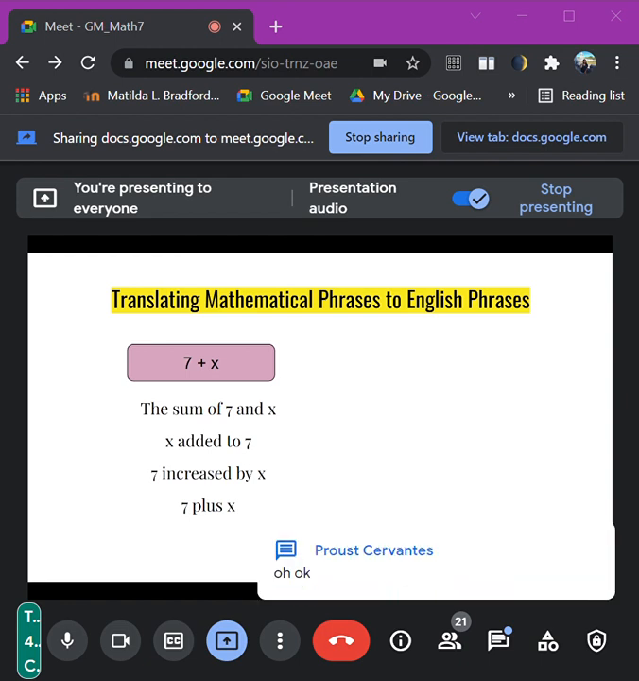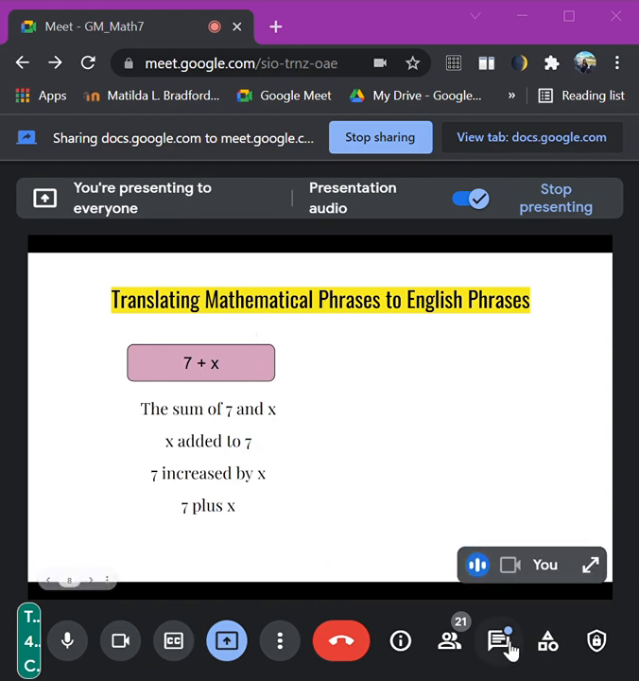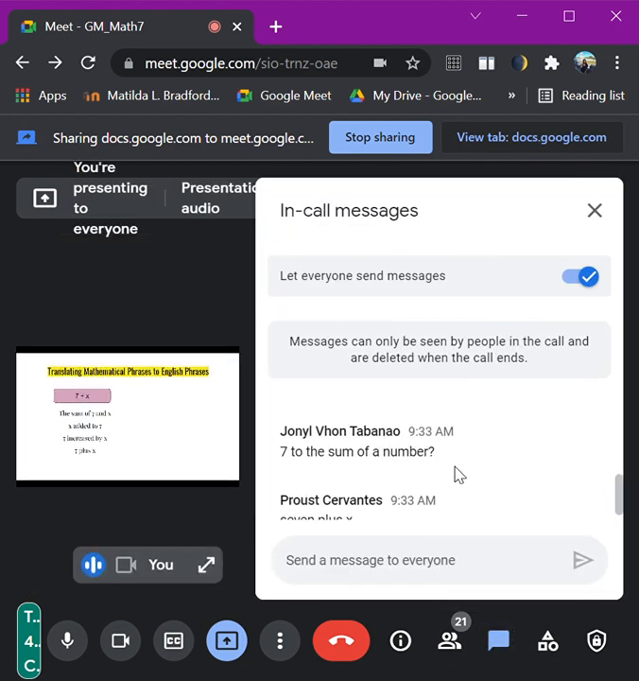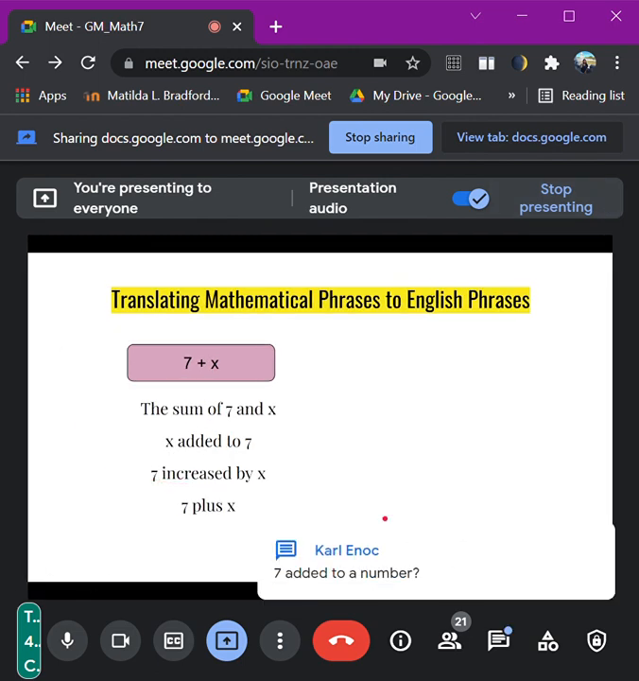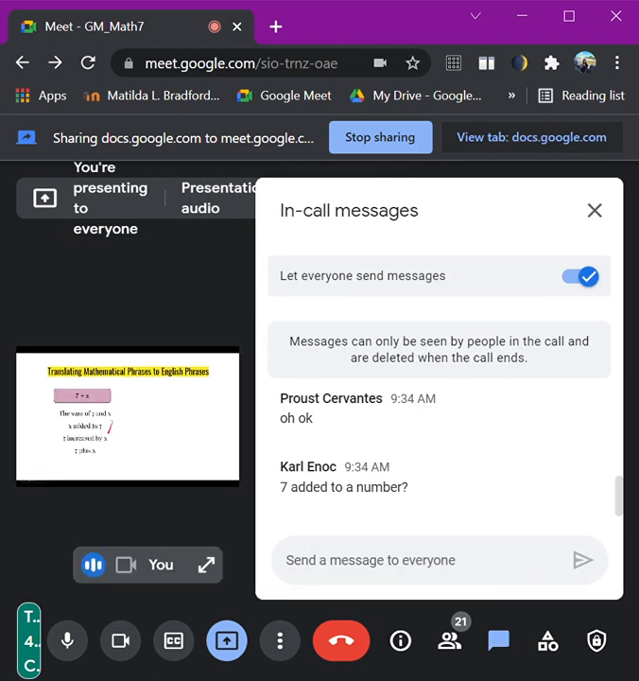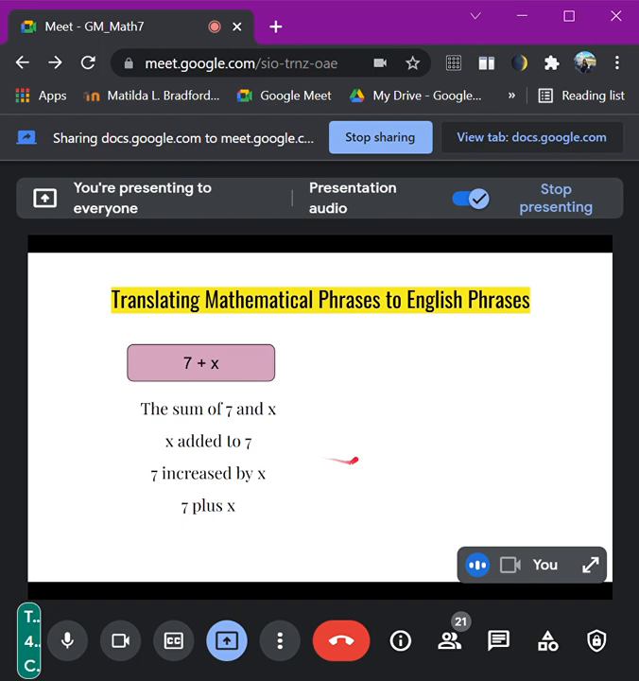Okay? What else can you add? Sure, what is your answer? 7 to the sum of a number. Okay, 7 plus x. 7 added to a number. Yes, it's also correct.